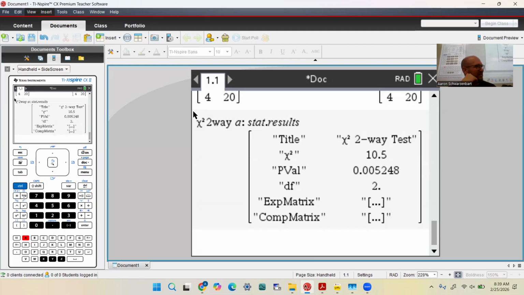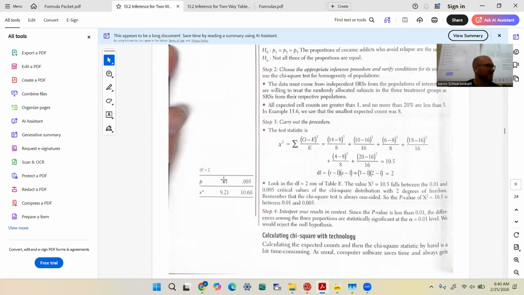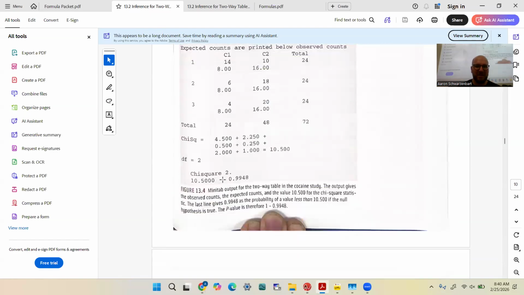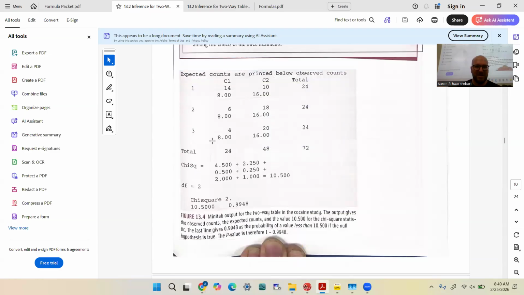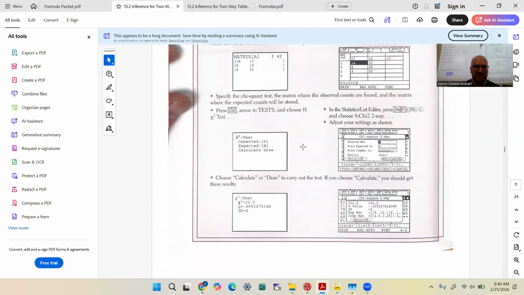P-value of 0.05 or 0.005. So we're rejecting and concluding HA that there is a difference. Any questions on this piece? This isn't so bad, is it? Here's printed stats printouts and things.